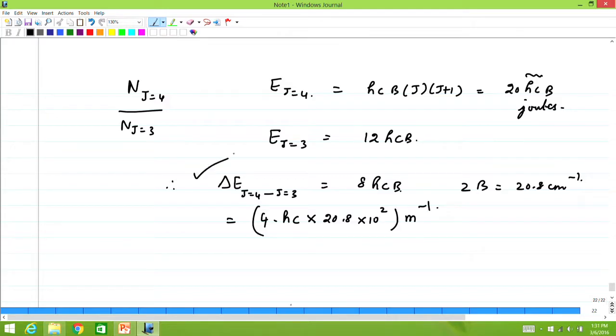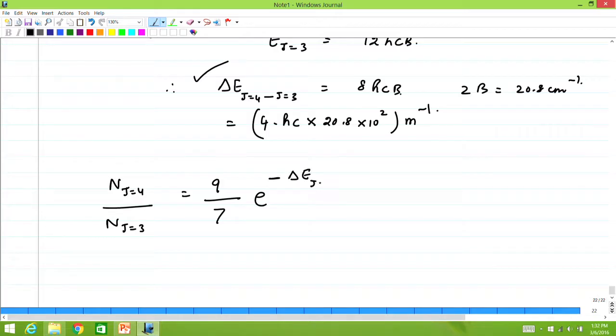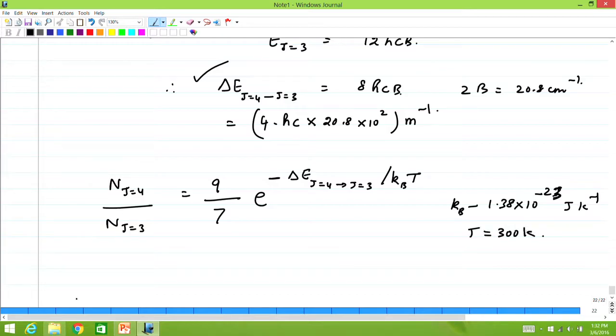So, delta E is known and N_J equal to 4 divided by N_J equal to 3 is 9 over 7, the degeneracies 2J plus 1 for J equal to 4 and J equal to 3, and then you have e to the minus delta E from J equal to 4 to J equal to 3 divided by kBT, where kB is 1.38 into 10 raised to minus 23 joule per Kelvin, and T is 300 Kelvin. Therefore, you can calculate this number by doing the numerical work.